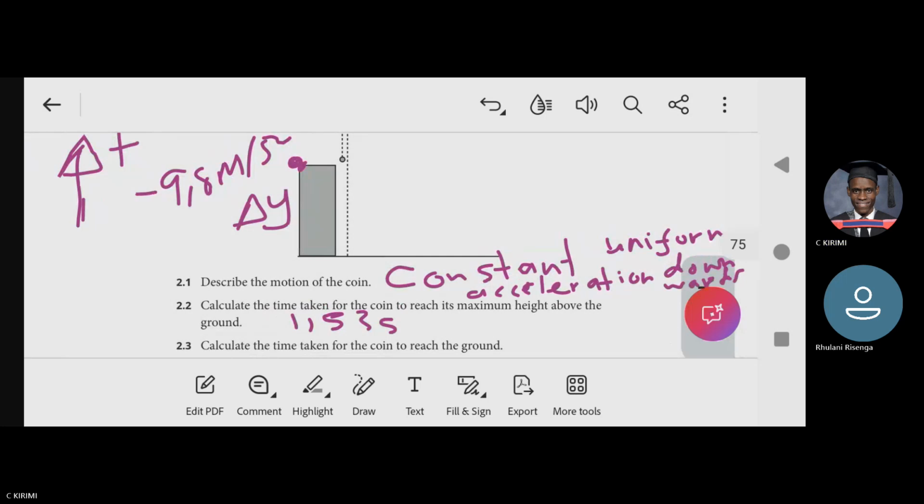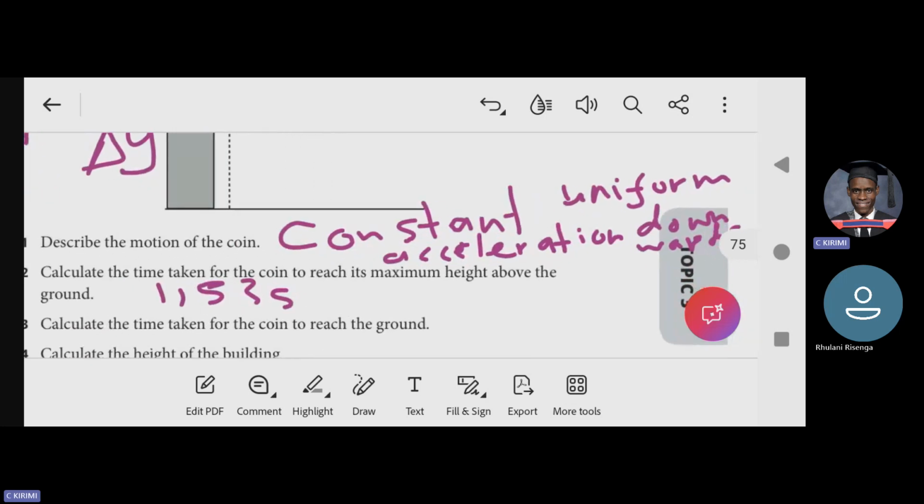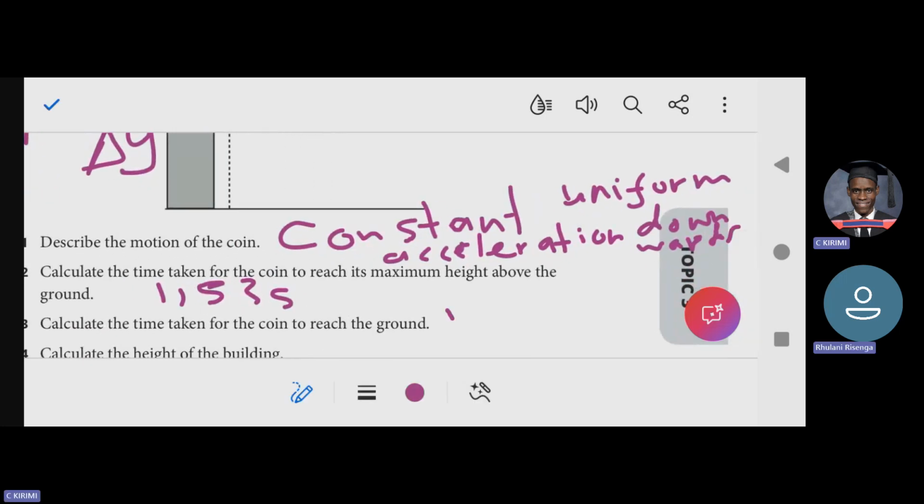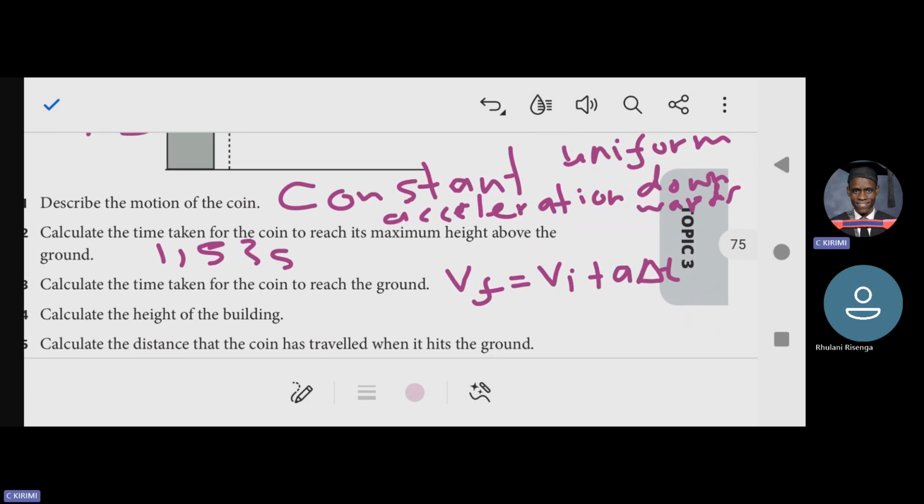Calculate it for me. Which formula are you going to use? Let's start with the formula so we can assist each other. So the final we are given, VF is equals to VI plus A delta T. So what is your VF? Negative 35. Excellent.